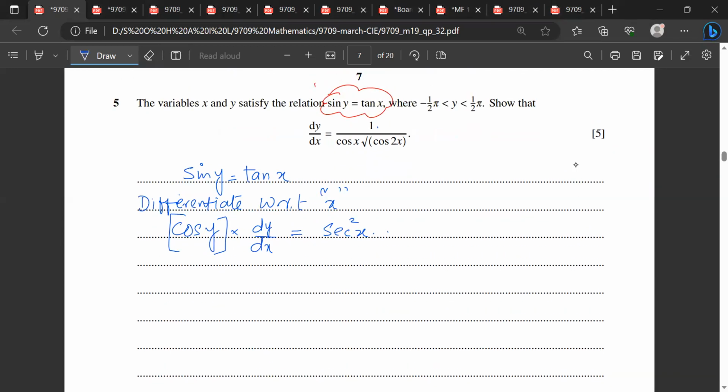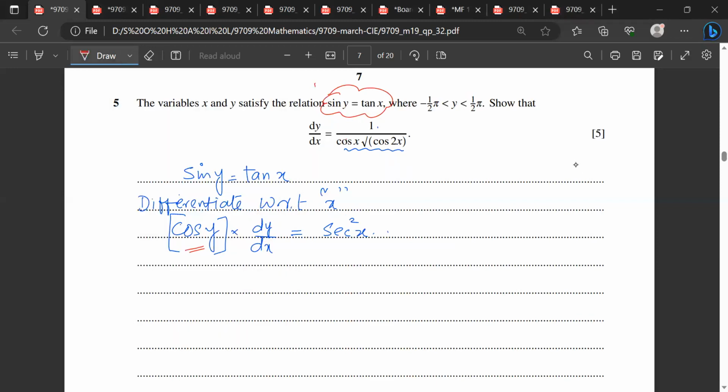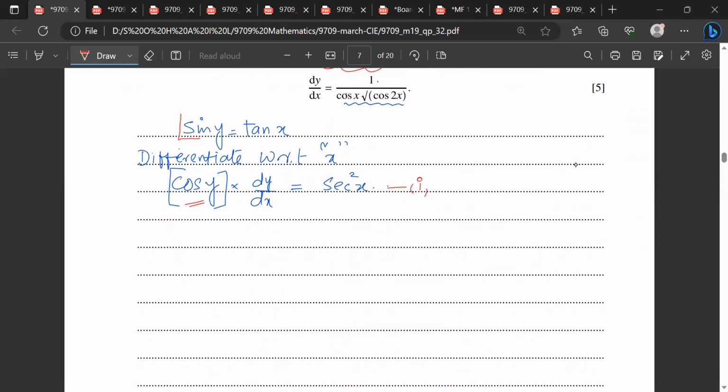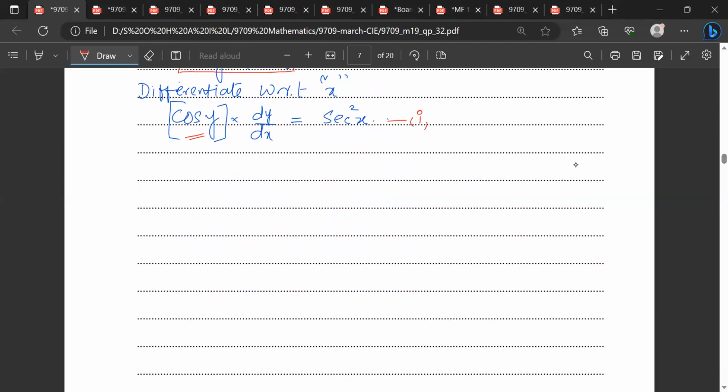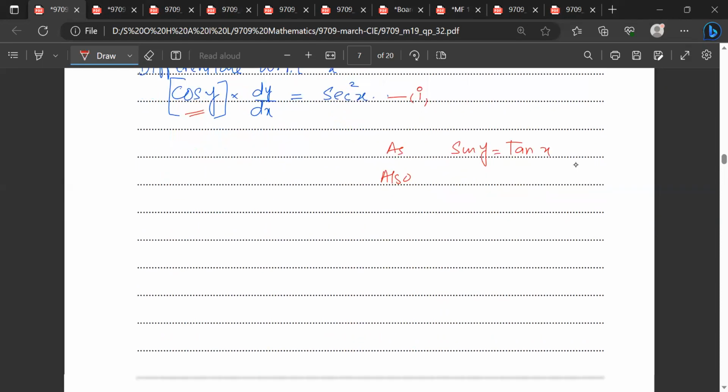We want to find this expression, and this expression is entirely in terms of x, so we want to remove this. So we're looking for the alternate expression of cos of y in terms of x. For this, let us label this as 1. Here, given that sine of y is equal to tan of x.